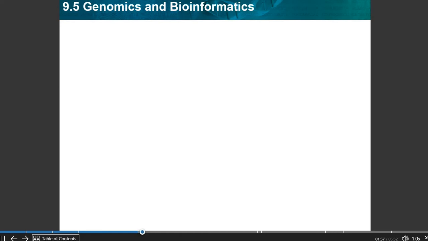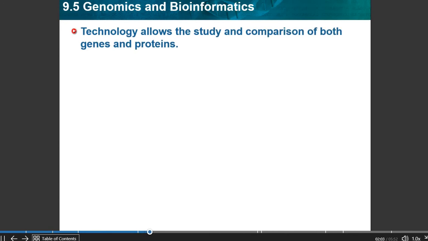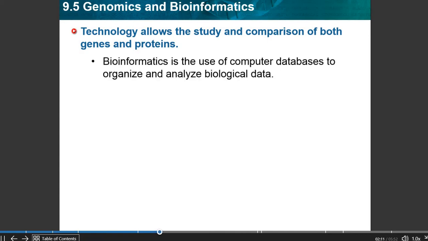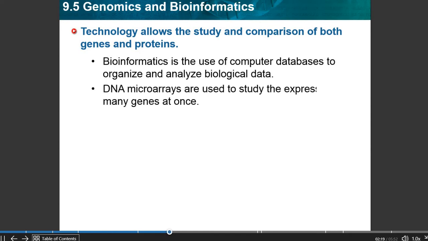So technology has allowed the study and comparison of both genes and proteins. Bioinformatics is the use of computer databases to organize and analyze biological data. DNA microarrays are used to study the expression of many genes at once. And that's what you see on the screen right there, the microarray.